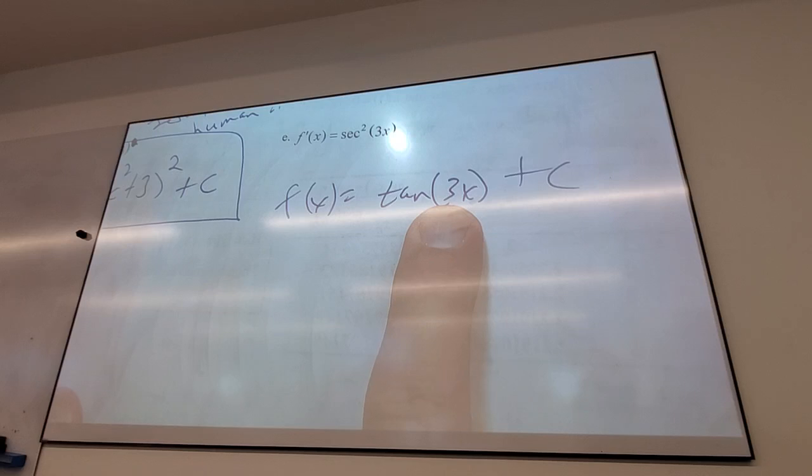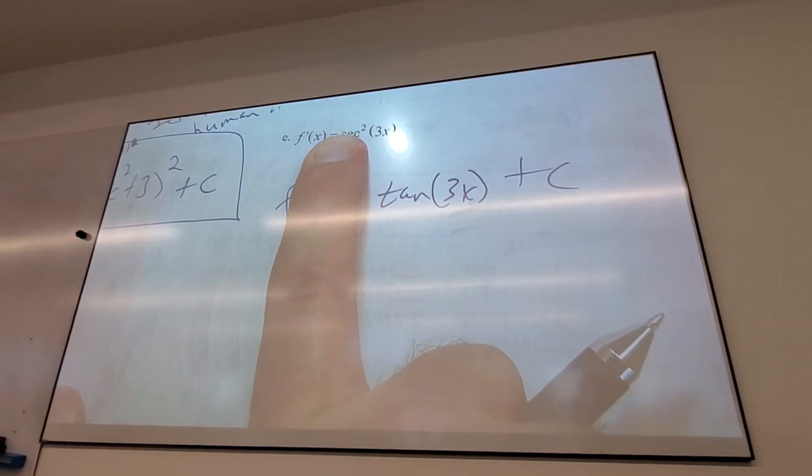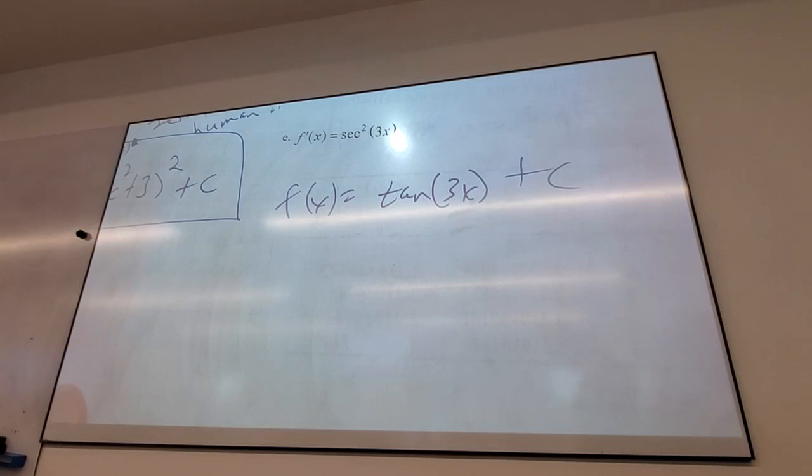Because if you take the derivative, then the 3 would come out. I would get a multiple of 3 out here, correct? If I take the derivative of this currently, there would be a 3 out front. There isn't a 3 out front. What must have been there that would kill that 3? 1/3.